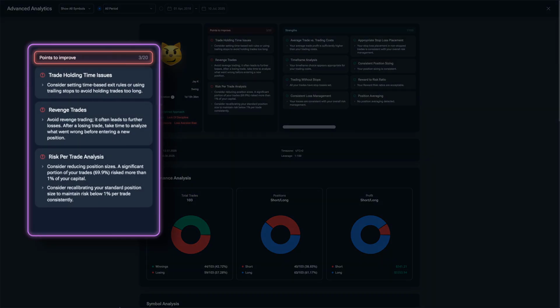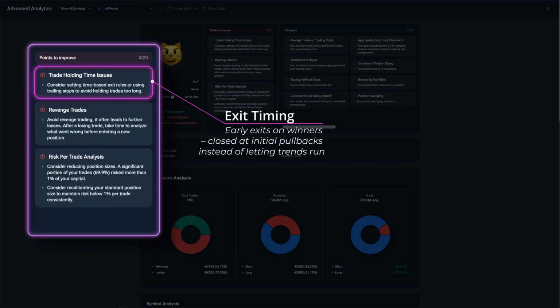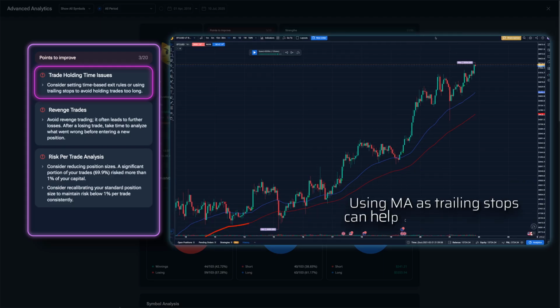Points to improve analysis. The platform identified 3 critical areas needing attention. Trade holding time issues. The system shows we're exiting profitable trades too early. With the UT Bot strategy, this manifested as closing winners at the first sign of pullback, rather than letting the trend develop. The recommendation is to use trailing stops or time-based exit rules instead of manual closes based on fear.